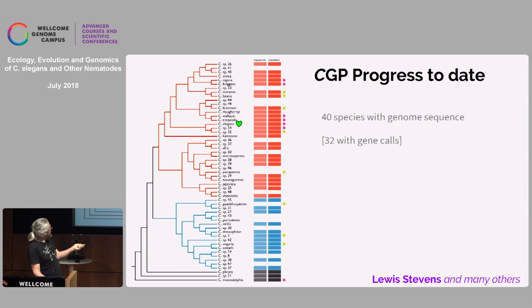We also have, importantly, genome sequences for species which come off as a comb-like series at the base of the genus, including Caenorhabditis monodelphis, which, if you like, allow us to root any changes that are happening further up the tree.